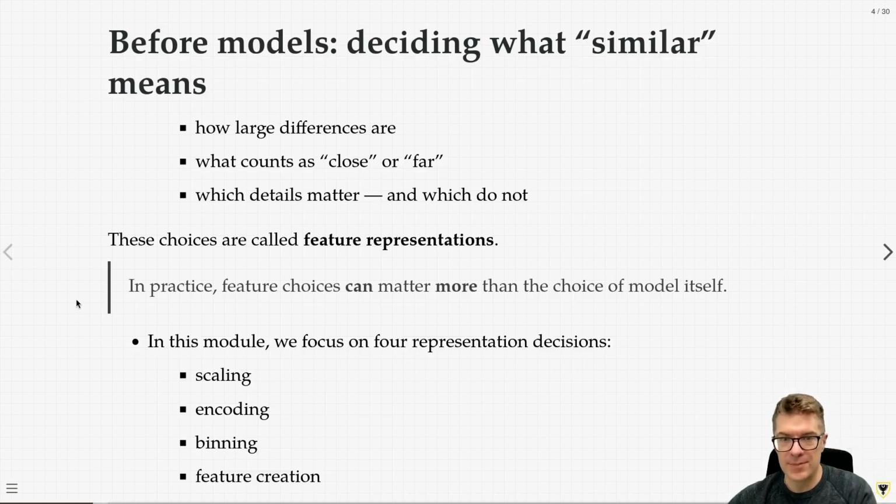So in practice, making choices on what features we're using can matter more than the choice of model itself. In fact, I'd say a lot of the time that's the case, right? So you might come with the fanciest neural network model that you can think of.